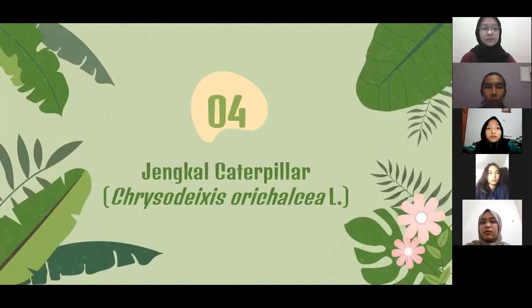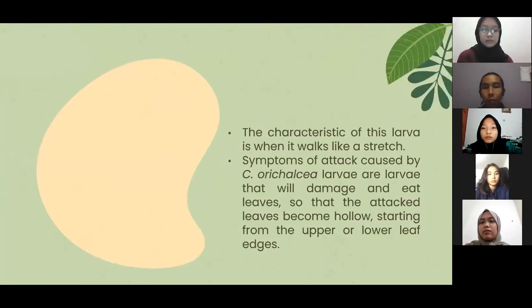Fourth is jengkal caterpillars or Chrysodeixis chalcites. The characteristic of this larva is that when it walks it moves like a stretch. Symptoms of attacks caused by these larvae are that they will damage and eat leaves, so that the attacked leaves become hollow, starting from the upper or lower leaf edge.